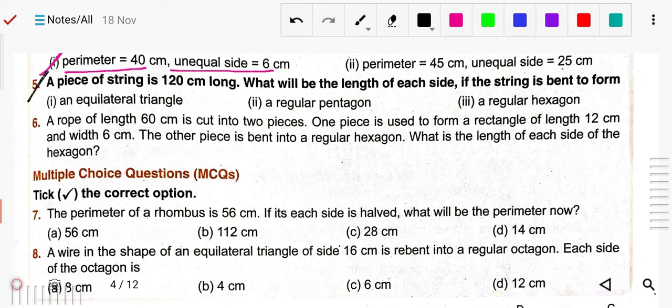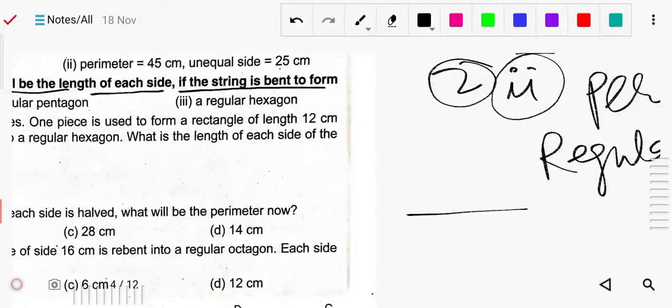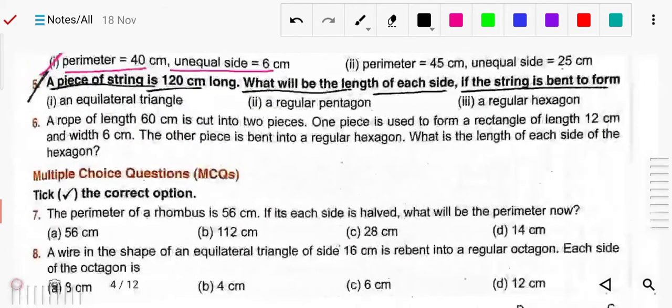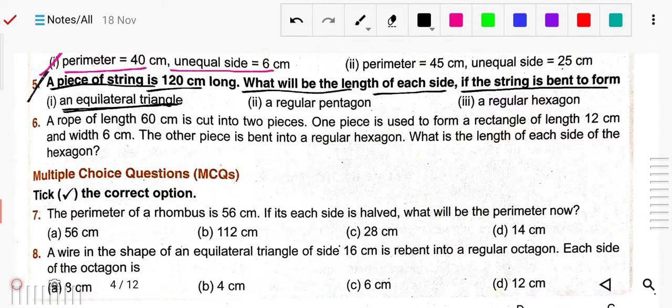Now number 5: a piece of string is 120 centimeter. What will be the length of each side if the string is bent? It means one string is given, suppose one string is there and its length is 120 centimeter. So this length is turned into different shapes. First it is bent into an equilateral triangle, then a regular pentagon and a regular hexagon. It is bent into different shapes.